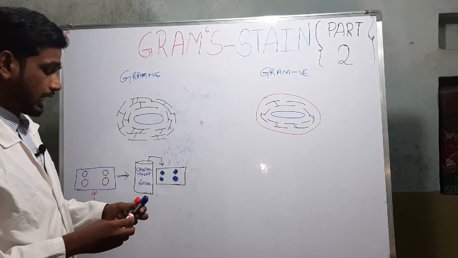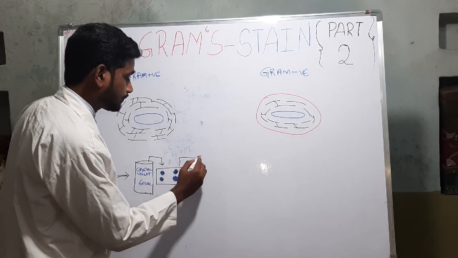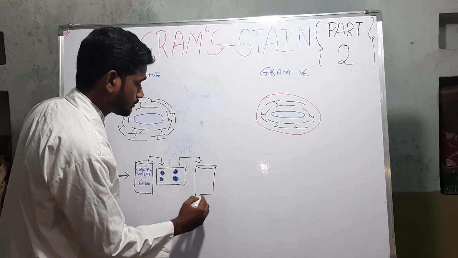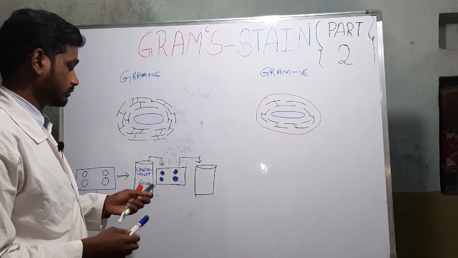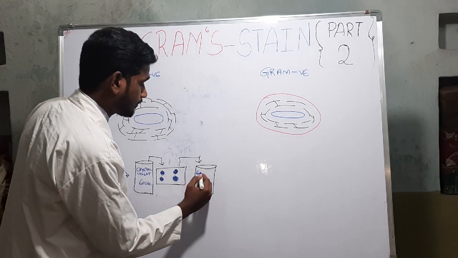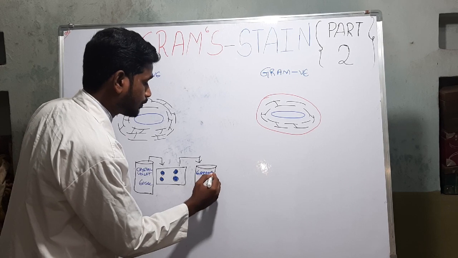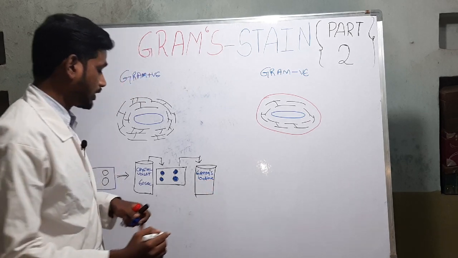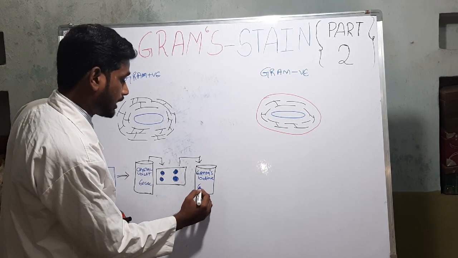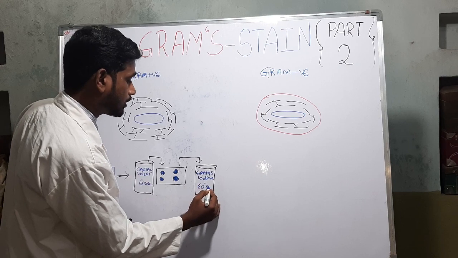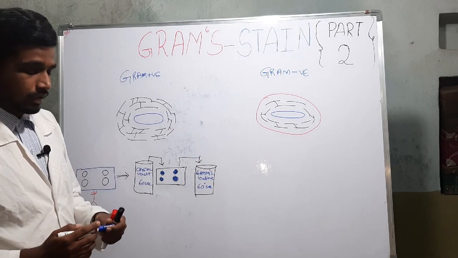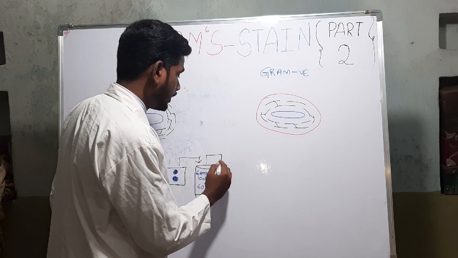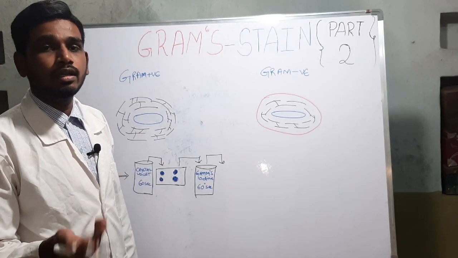Now you are going to take the slide to the next step, that is Gram's iodine. We have given a complete lecture in series 1 on how the Gram's iodine is prepared. In the Gram's iodine, again it is going to last for 60 seconds. Then after coming out from the Gram's iodine, the slide again undergoes rinsing under the water tap.